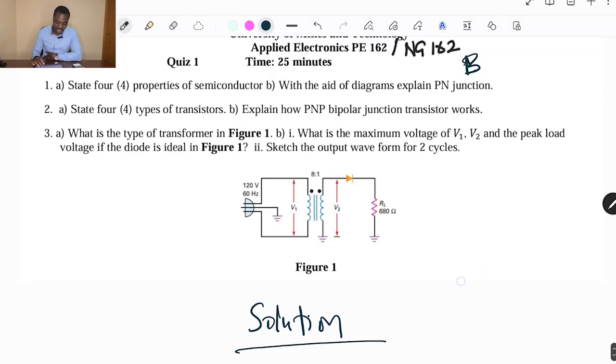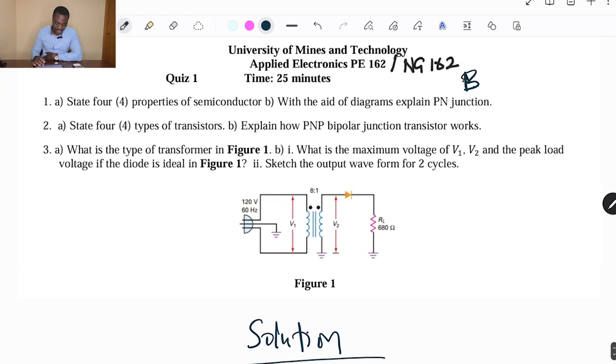I'll be solving quiz 1 for the Petroleum Engineering student group B, right? So here should be Group B. Let me change here. Change for Group B. For Group B students, we are going to start right away. So we have question 1. State 4 properties of a semiconductor.